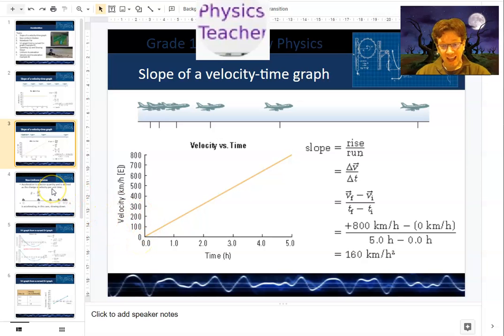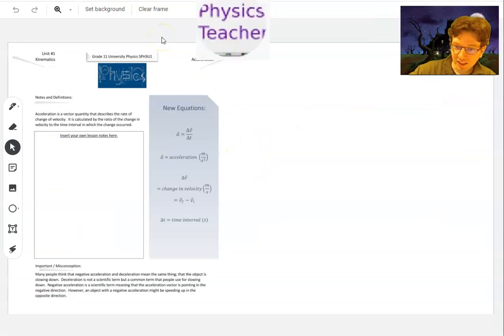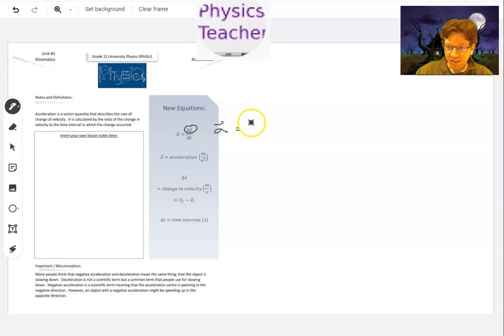Right? And this is what acceleration is. Acceleration is the change in velocity over unit time. Our equation can be written like this, where we can expand that a little bit. Change in velocity. Remember, change in anything is a final minus initial. So we can write acceleration as final velocity minus initial velocity over the time interval that those two velocity changes have occurred.